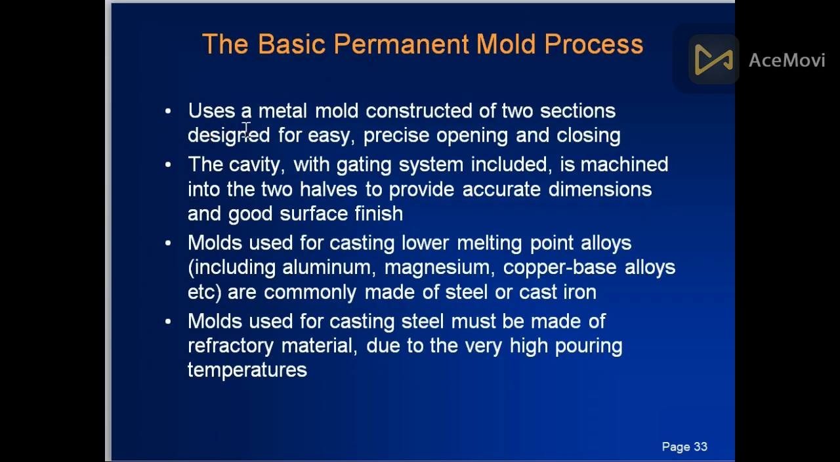Basic permanent mold casting uses a metal mold constructed in two sections. The two sections are designed for easy, precise opening. The cavity and the gating system are machined into the two halves. Basically, there are two halves like cope and drag, with high accuracy in dimensions. Molds are used for lower melting point alloys, including aluminum, magnesium, and copper-based alloys. Molds used for casting steel must be made of refractory material due to very high pouring temperatures.